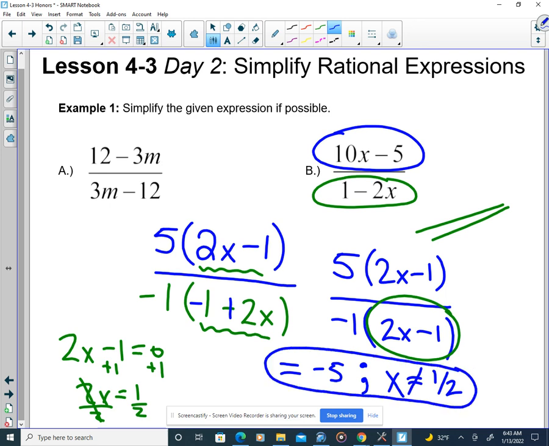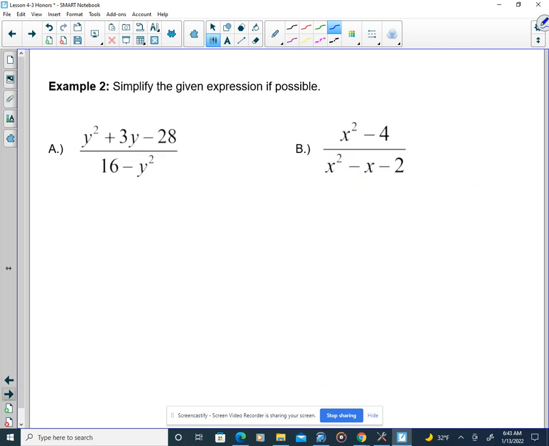Alright, so let's try one more of these. Let's look at example 2a. We haven't seen one like this yet. We're going to be doing some more of these tomorrow, the ones with the trinomials. But it's not that bad of a trinomial.